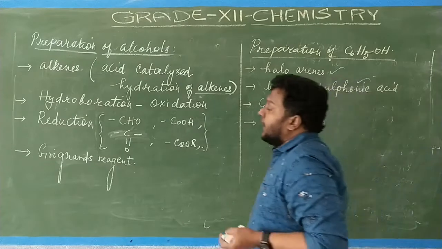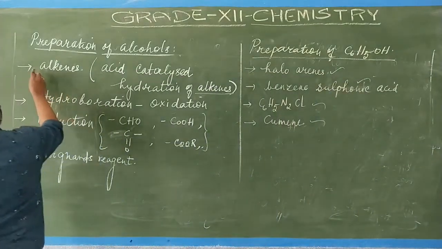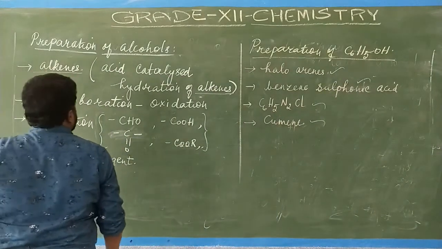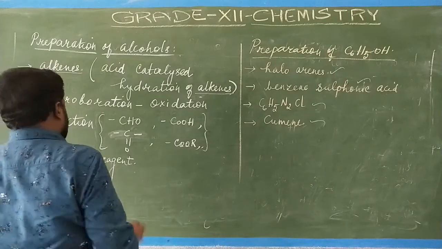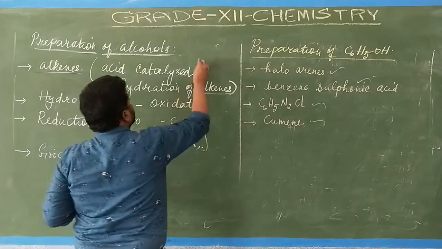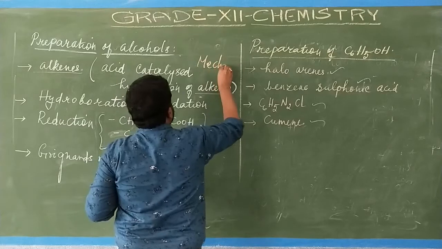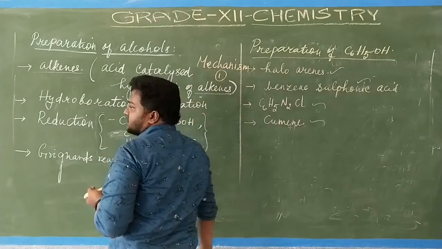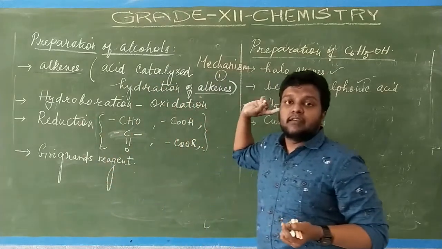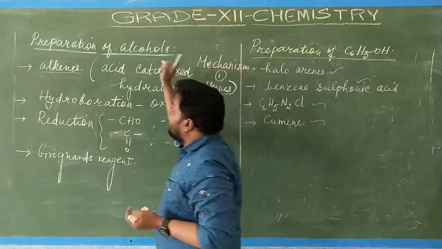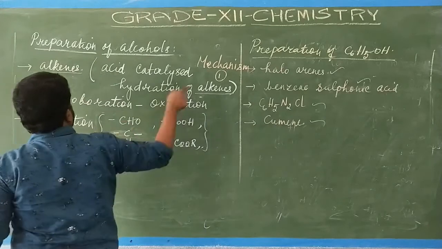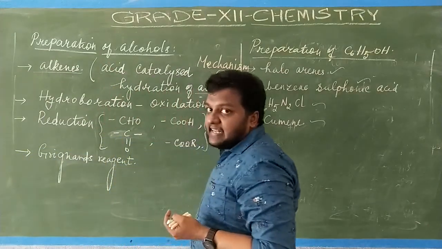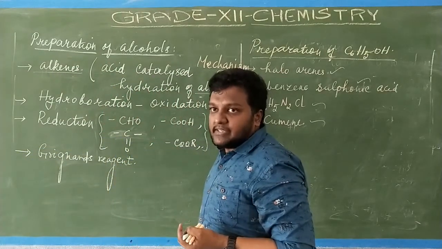Can you understand? Now, I will give you the reaction, and the first reaction, from alkenes, acid-catalyzed hydration of alkenes, is a mechanism. It is a mechanism-based question. So, this is the first mechanism in this chapter. That also has to be noted. Okay? So only one mechanism in the preparation, only the first one. So you can expect a 1 to 3 mark question.